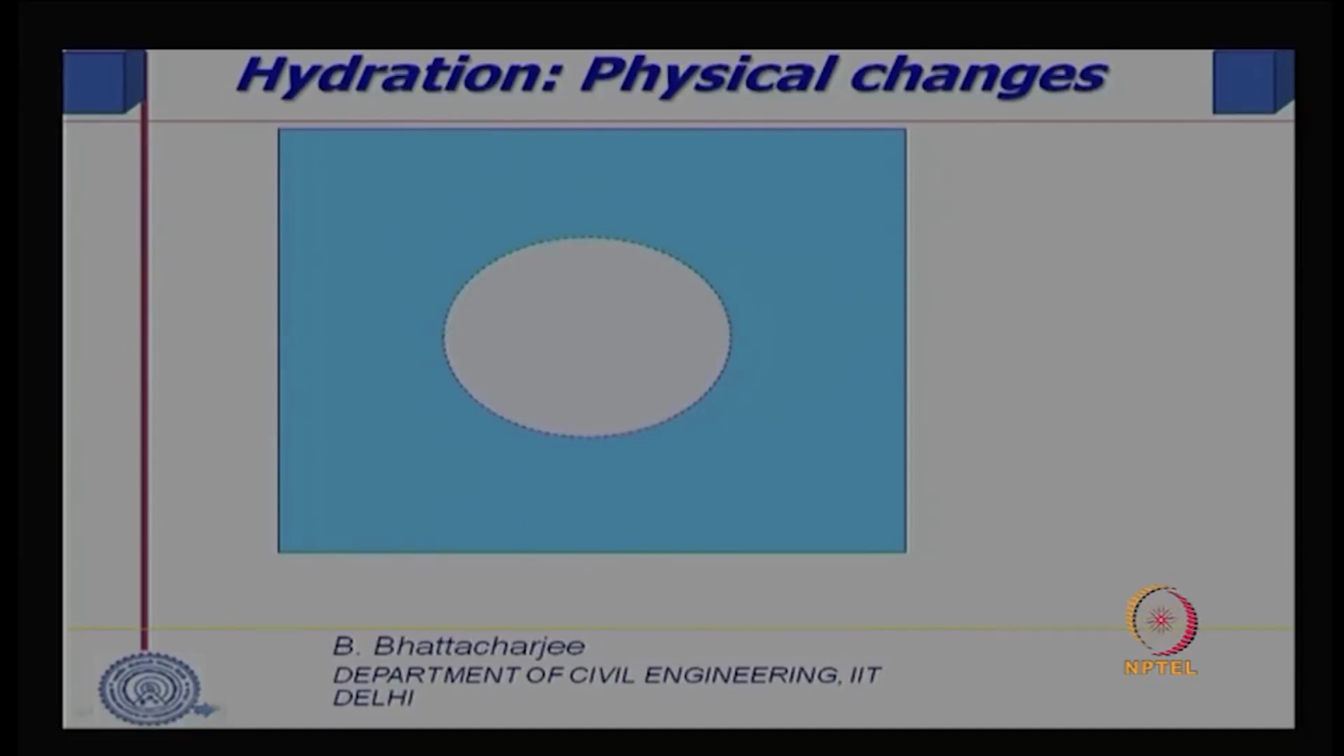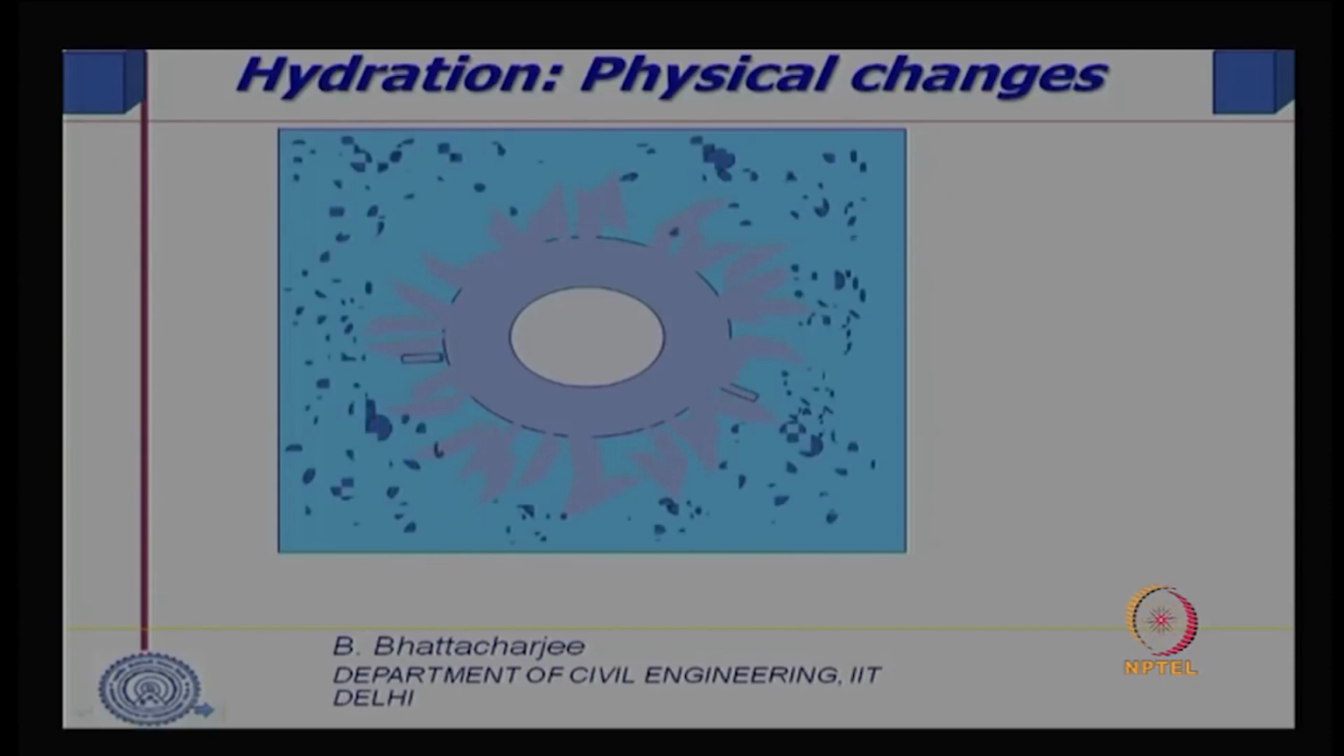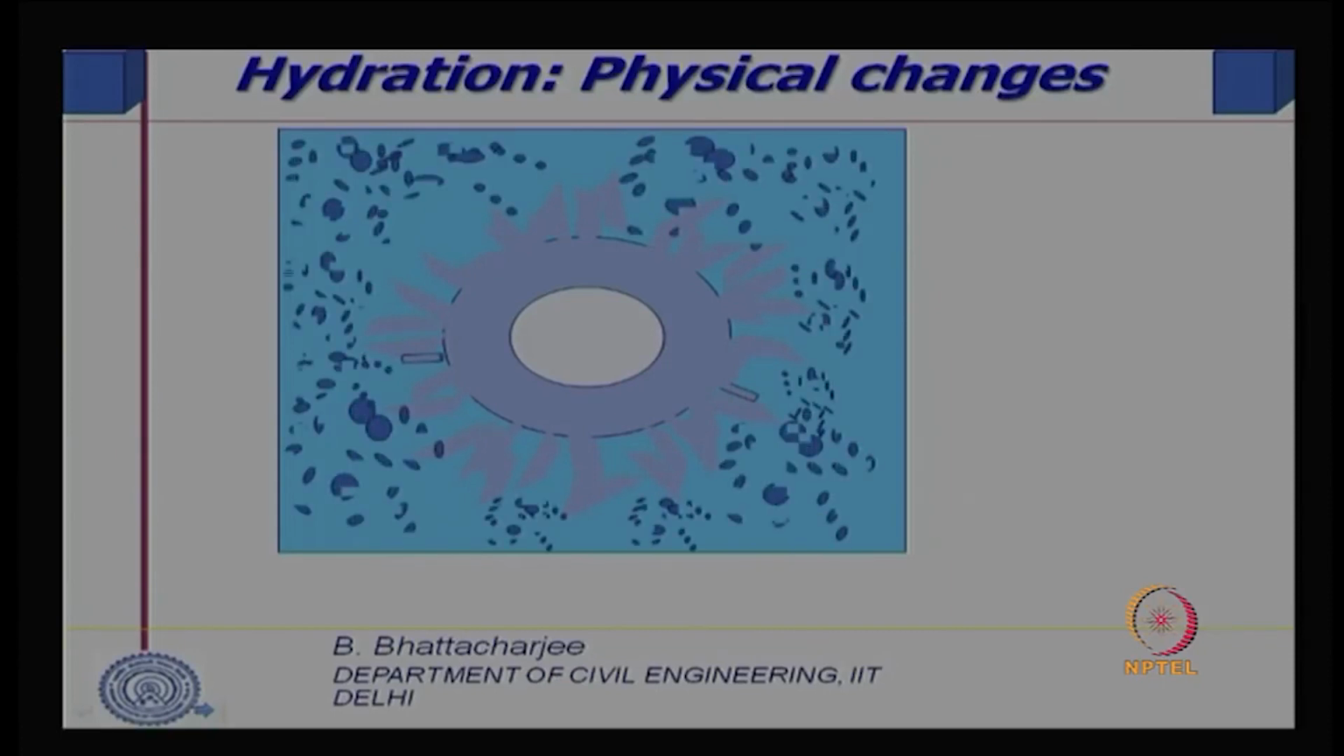Now, let us say hydration proceeds. As the hydration proceeds, you see the product that would be formed; this portion, this cement, has been consumed. The water comes from outside, and hydration proceeds means water has reacted with the cement from the outer surface.